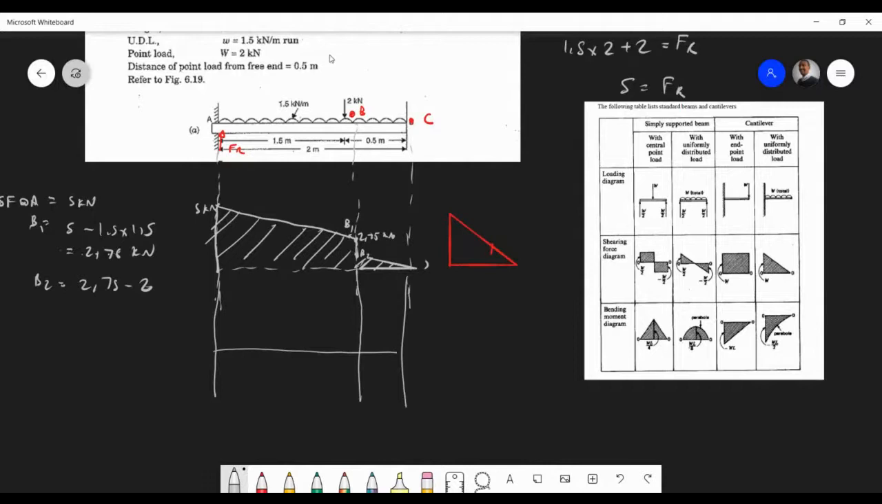Of course, we know our bending moment will be 0 at C. So let's go backwards. What's our bending moment at C, my bending moment at B, my bending moment at A? C, of course, is 0. What's my bending moment at B?